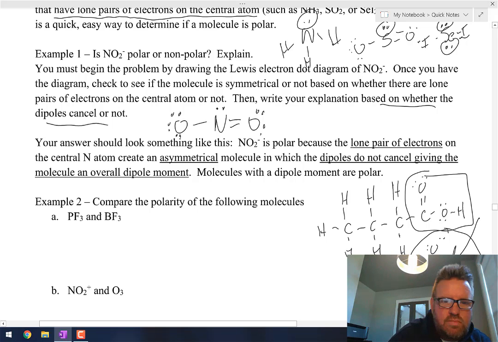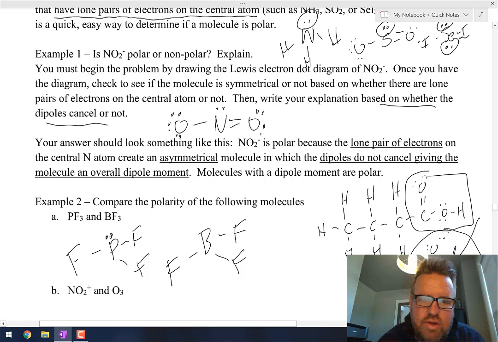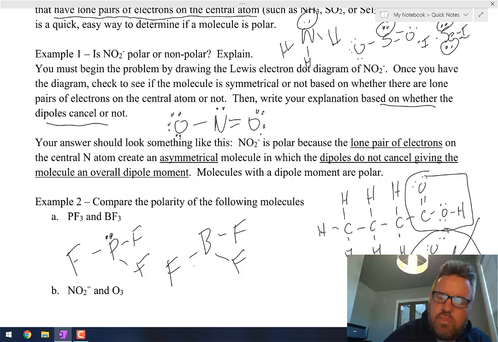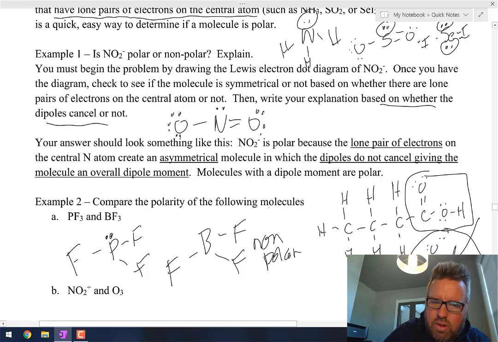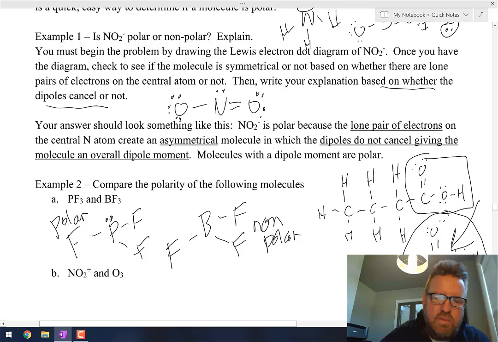Okay, so PF3 and BF3, the difference between them, and again, I'm going to leave off the dots on the fluorines, is this. Okay. Boron with the 3 fluorines is a trigonal planar shape. PF3 with the 2 dots on the P is a trigonal pyramidal shape. Okay, trigonal planar, no dots on the central atom. That is non-polar. PF3, dots on the central atom, asymmetrical, dipoles don't cancel, polar.